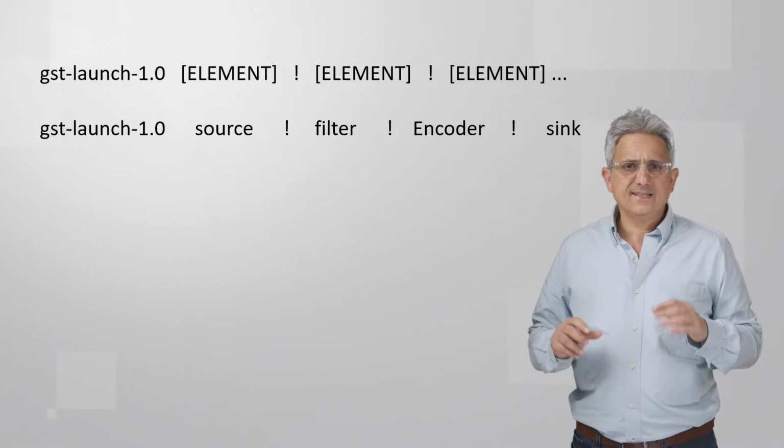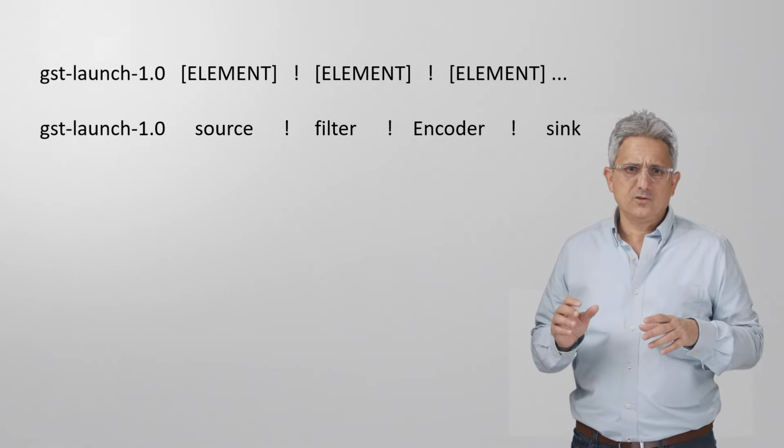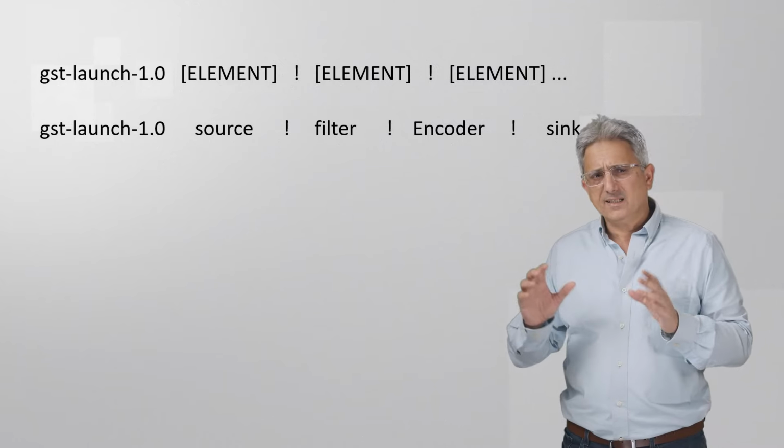GStreamer has an API with bindings in C, Python, JavaScript, and more, so you can write the full code in C, for example. I prefer to work at a higher level of abstraction, and you can do it using the gst-launch tool. The gst-launch tool accepts a textual description of a pipeline and basically runs it.